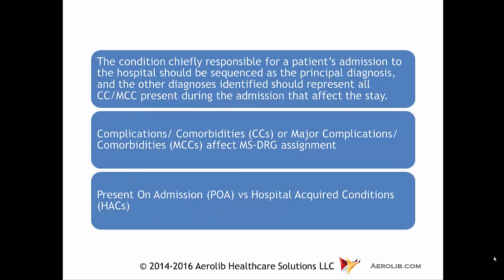So providers should keep in mind that the condition chiefly responsible for a patient's admission to the hospital should be sequenced as the principal diagnosis. And the other diagnoses identified should represent all CC and MCC present during the admission that can affect patient stay. Complications and comorbidities or major complications and comorbidities affect MSDRG assignment. Conditions present on admission versus hospital-acquired conditions also affect reimbursement.